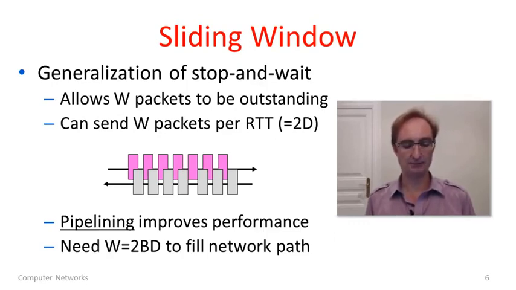Now, with a sliding window and a window of size W, that means we'll be able to send W packets per round trip time.